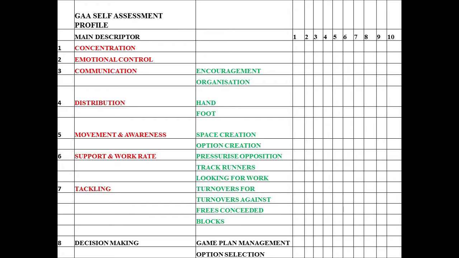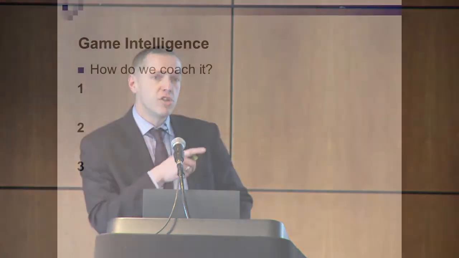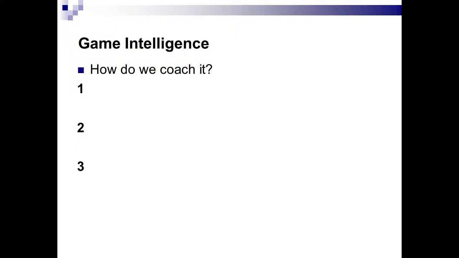Movement and awareness, space creation and option creation. A Gaelic player can have a wonderful game and not touch the ball for the first 10 minutes and contribute to 3 or 4 points. Now, some players don't see and understand that. Okay, but when you explain the process, it becomes clear to them. Now, there are some examples of game intelligence. Key question, you've got only 2 minutes for this: how do we coach it?